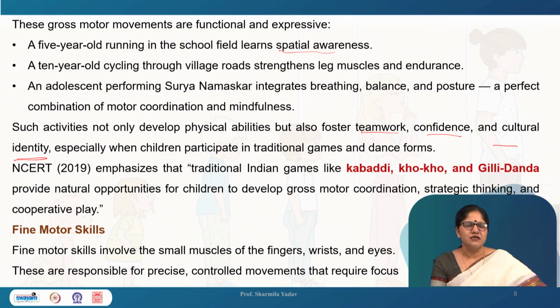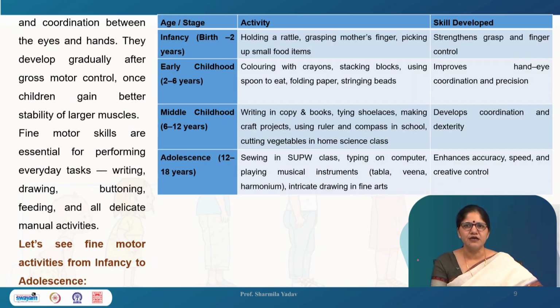Now we will discuss fine motor skills. What are they? Fine motor skills involve the small muscles of the fingers, wrists and eyes. These are responsible for precise, controlled movements that require focus and coordination between the eyes and hands. You have seen in primary schools there are many activities which are focused on eye-hand coordination, because this all is about the age specific activities.